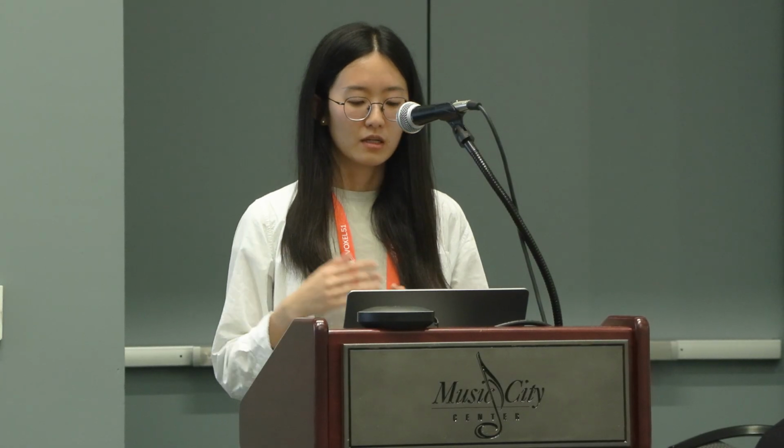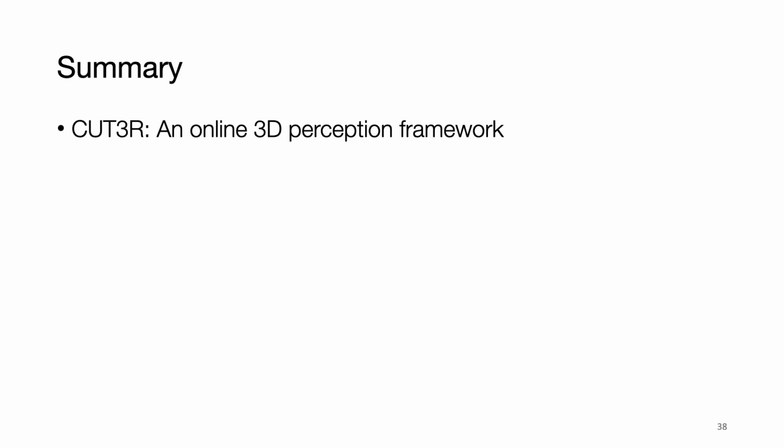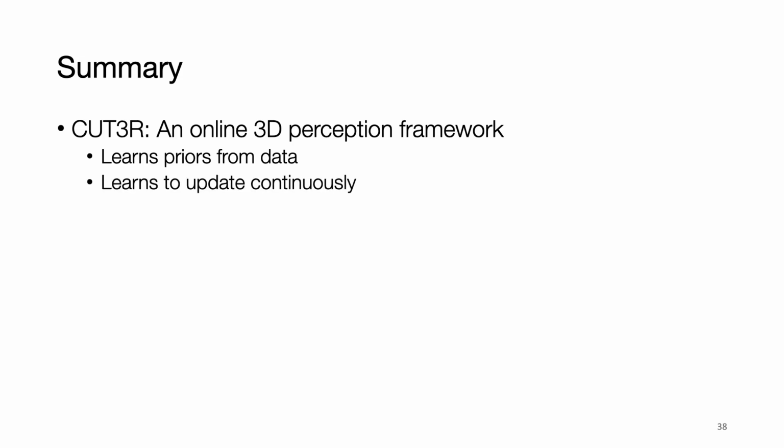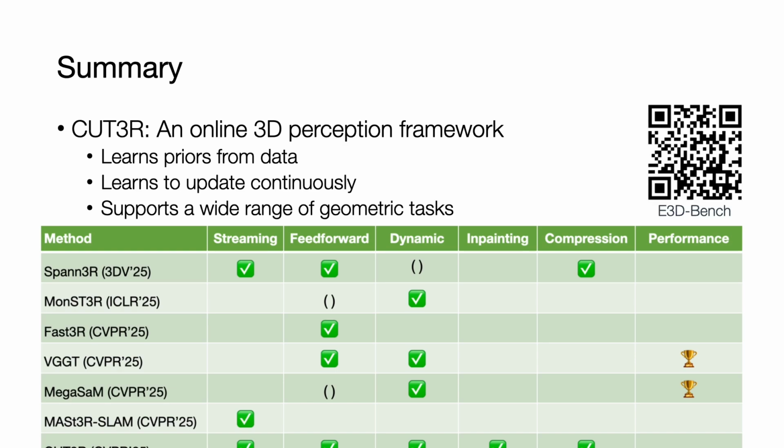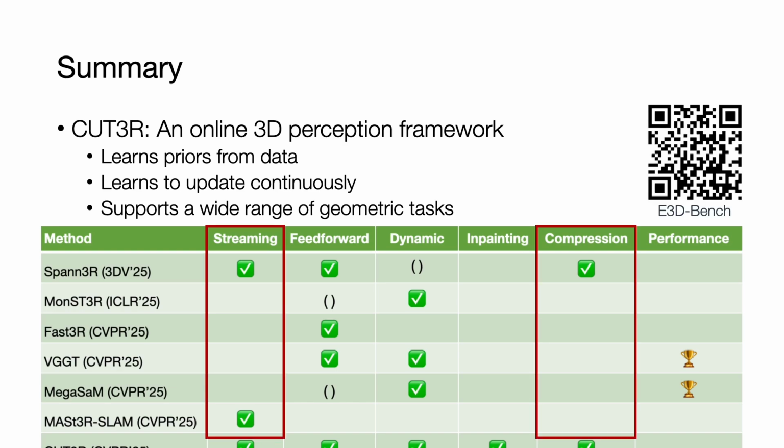Okay, so to summarize, QLEAR is an online 3D perception framework that learns priors from data. It learns to update continuously, and it also supports a wide range of geometric tasks. This is a very exciting problem, and we're not the only ones exploring it. In fact, there are many papers, even at this CVPR, that are tackling similar challenges. Here we're highlighting a subset of recent work, just to give a sense of how they work on different settings and have different characteristics and trade-offs.